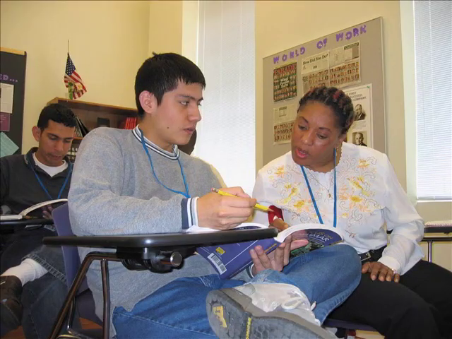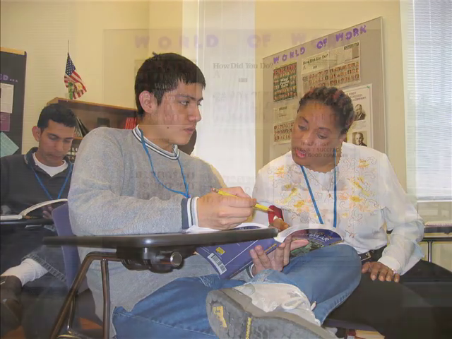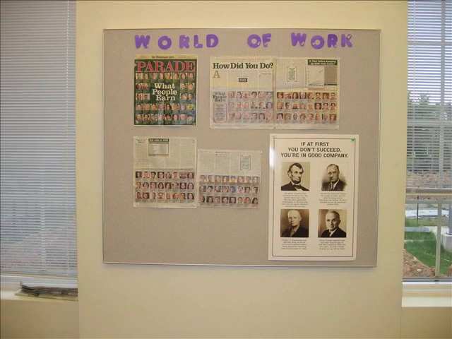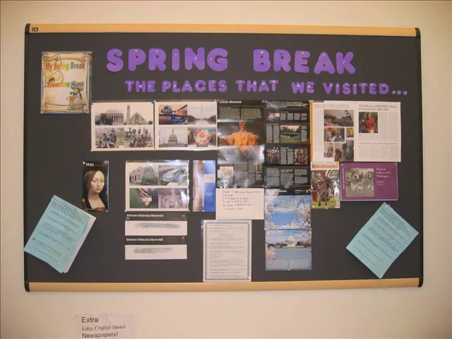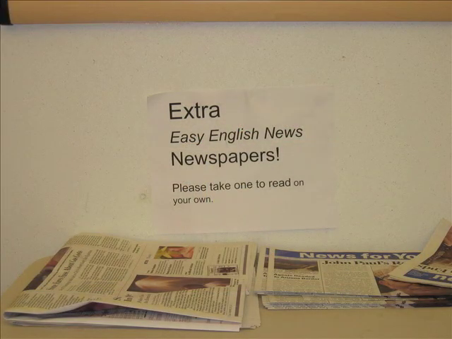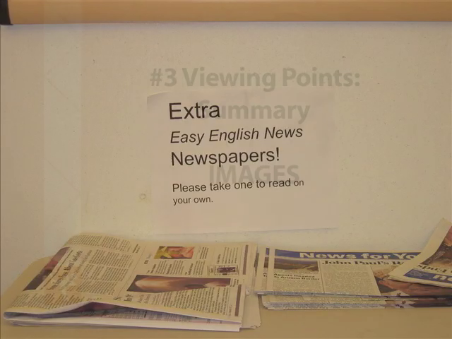The learners in this adult class are trying to get jobs, so they're doing a unit on work. They cut out articles from magazines to create a World of Work bulletin board. They created a poster of workplaces they visited over a school holiday or break. And they read English newspapers with information about the working world and jobs.